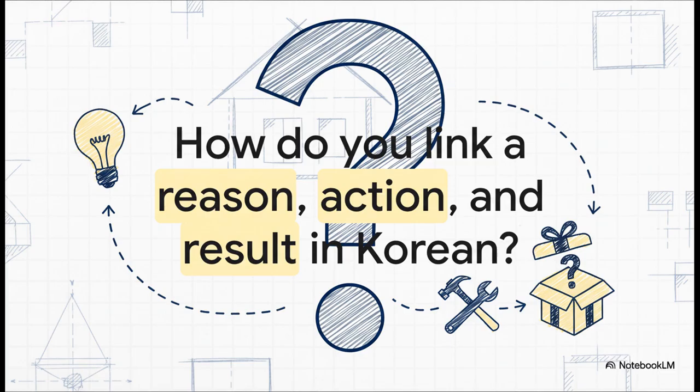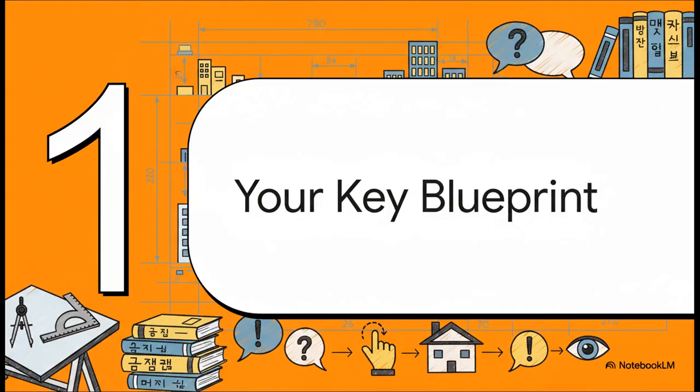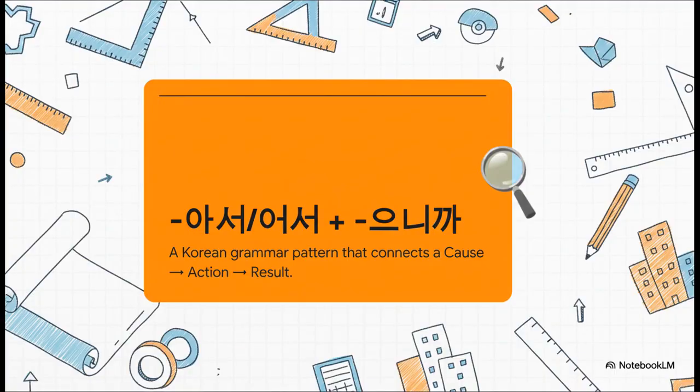So, here's our big design challenge. You've got these separate ideas, right? A reason for something, an action you took because of that reason, and then what you discovered as a result. The question is, how do we construct one single, elegant Korean sentence that ties them all together? Well, any good architect needs the right blueprint. And we're about to look at the core design that makes this whole thing possible. This is basically the master key that unlocks this specific kind of storytelling in Korean.